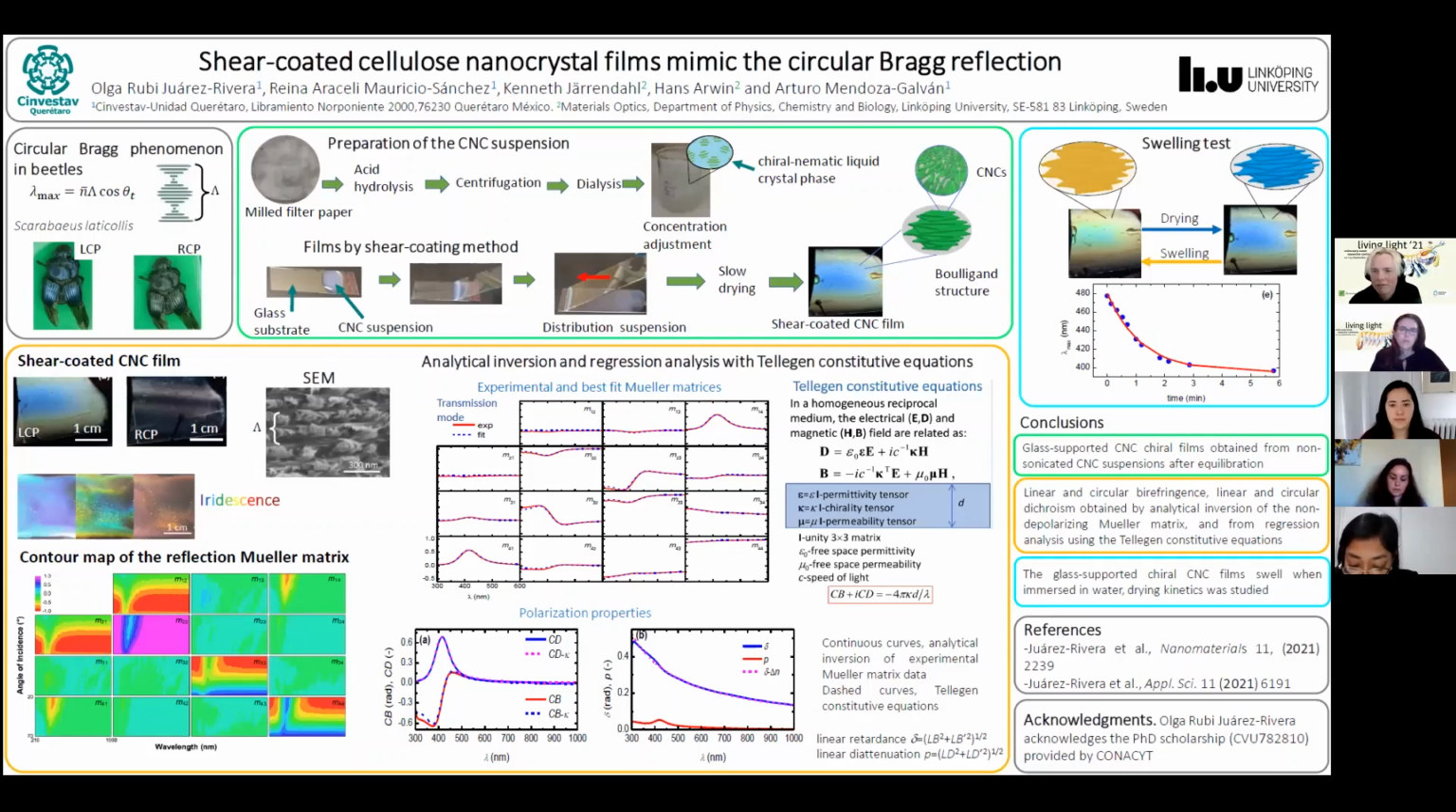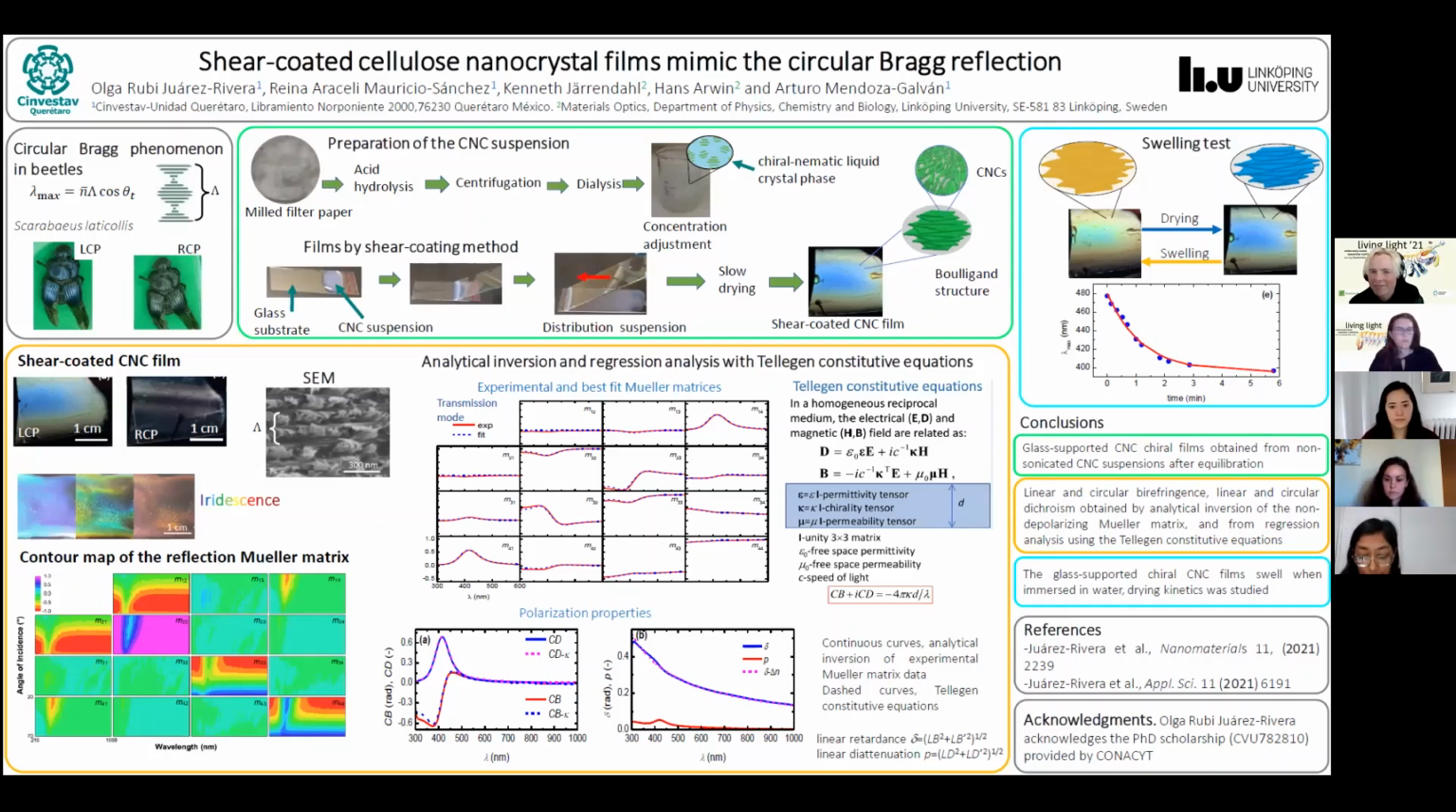Furthermore, with the experimental Mueller matrix in transmission mode, we were able to find the circular and linear birefringence and dichroism of the samples, which are few reported optical properties in this type of cellulose films. Two approaches were used: the analytical inversion of the Mueller matrix, since the sample does not depolarize, and a regression analysis using the Tellegen constitutive equations, both agree well, as can be seen in the graph.